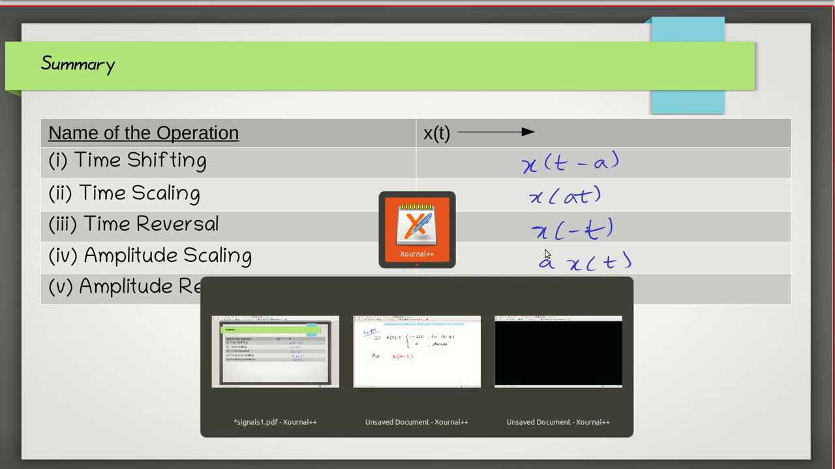Okay. Now we have looked at a few operations on signals. Now let's look at a few basic plotting tools which will help us to plot any given signal.